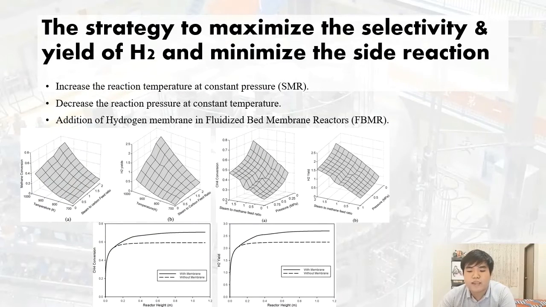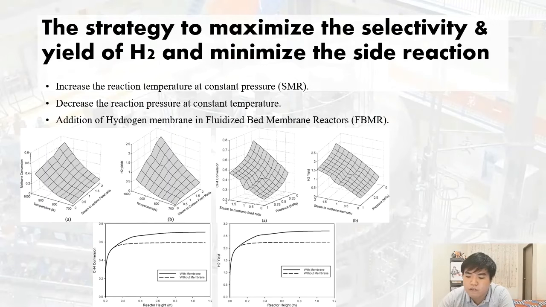In order to maximize the selectivity or yield of the hydrogen gas, the following methods can be introduced. Firstly, we can increase the reaction temperature at constant pressure in the SMR reactor. In the SMR reactor, the reactions executed are all endothermic and that favors a high temperature system. Next, we can decrease the pressure of the system at constant temperature.